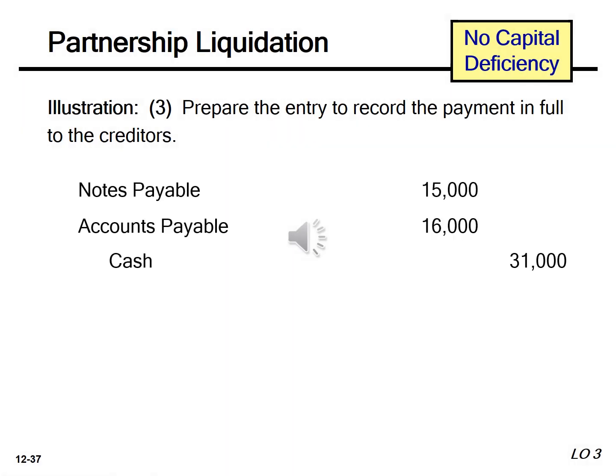The third requirement here is to prepare the entry to record the payment in full to the creditors. In this case, we're going to debit notes payable of 15,000 and debit accounts payable 16,000. And of course, we're going to pay these in cash, so we're going to credit cash account for the total of these two, which is $31,000.